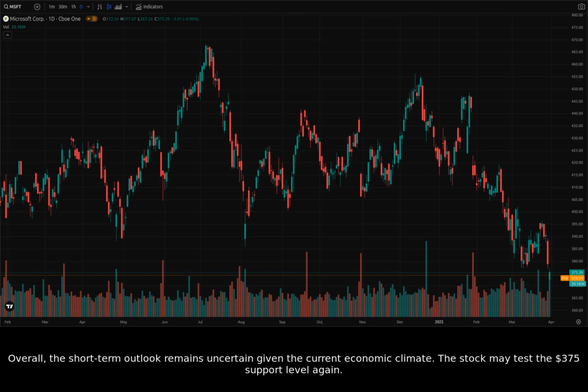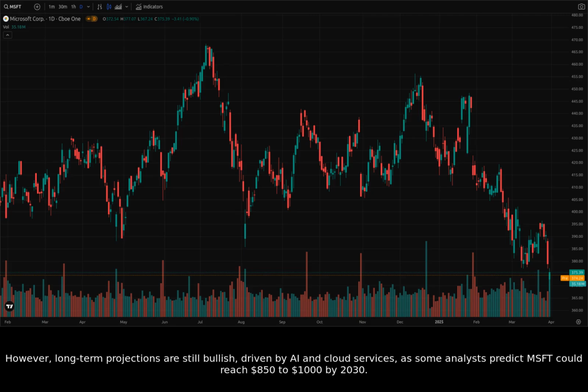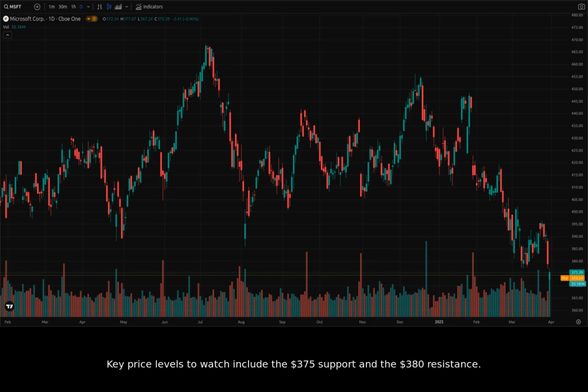The stock may test the $375 support level again. However, long-term projections are still bullish, driven by AI and cloud services, as some analysts predict Microsoft could reach $850 to $1,000 by 2030. Key price levels to watch include the $375 support and the $380 resistance.